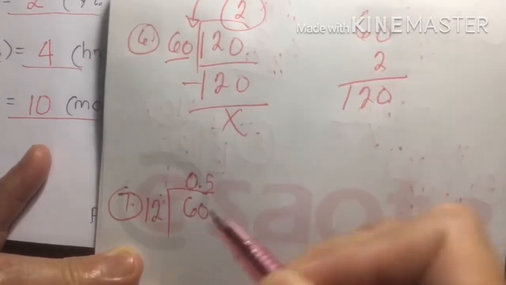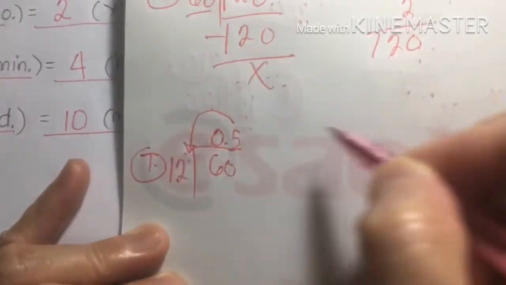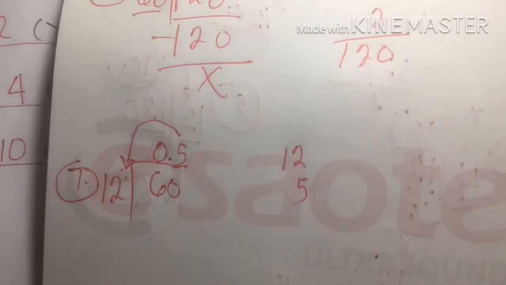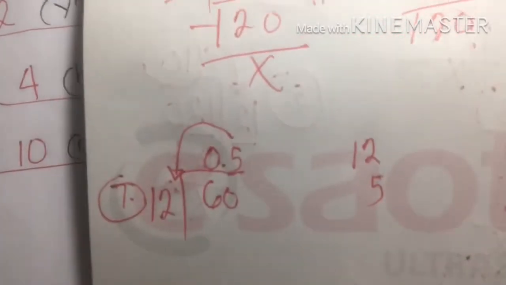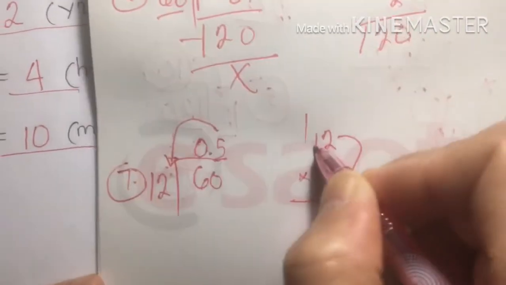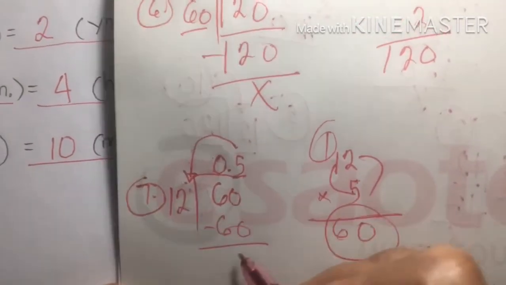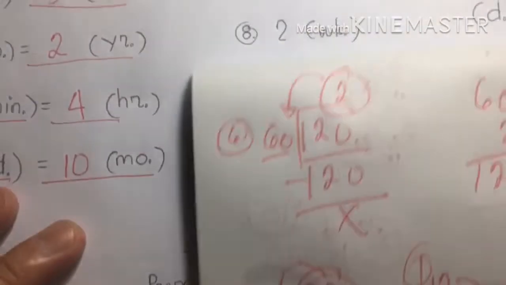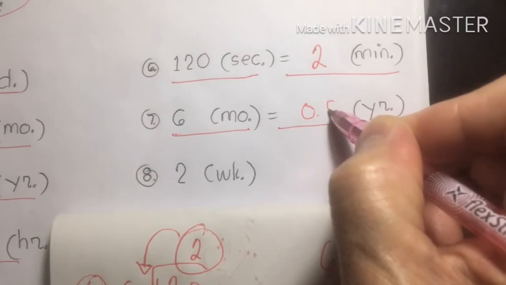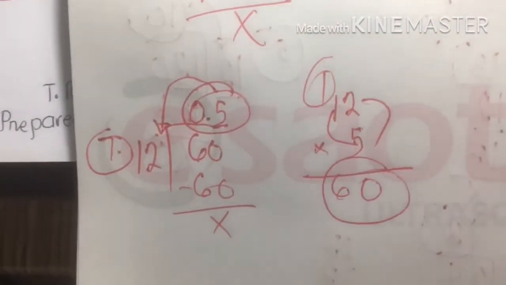So we have here 5, because there are 5, 12, and 60. So we're going to multiply it first. So I'm going to show you 12 times 5. Okay, so multiplied, 10. 1 times 5 is 5 plus 1 is 6. So therefore, guys, it is 60. Therefore, our answer is, in 6 months, how many years? 0.5. 0.5 year. That's for number 7.